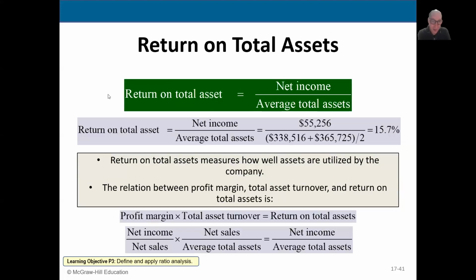Return on total assets. How well a company is using its assets to generate revenue related to profitability. Take net income divided by average total assets. Average total assets, beginning balance plus ending balance divided by 2.